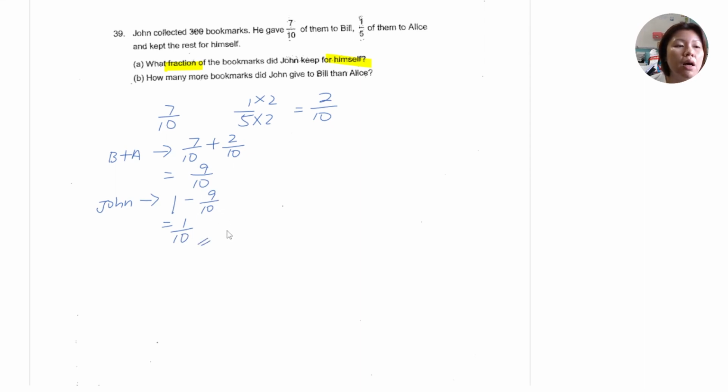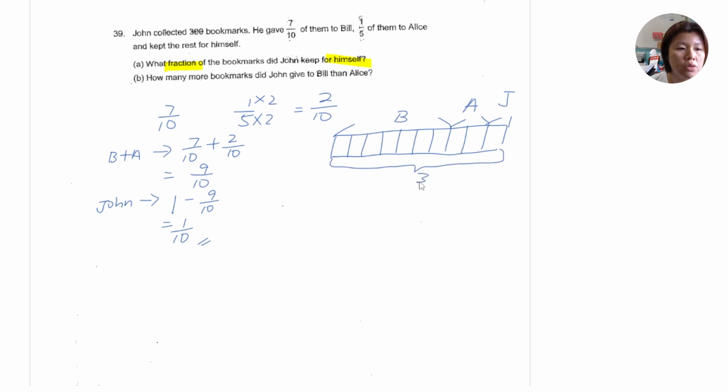Next, it's asking how many more bookmarks did John give to Bill than Alice. There's a total of 300 bookmarks. So I can draw a model. The model is 10 units: 1, 2, 3, 4, 5. 7 is for Bill, 2 is for Alice, and 1 is for John.